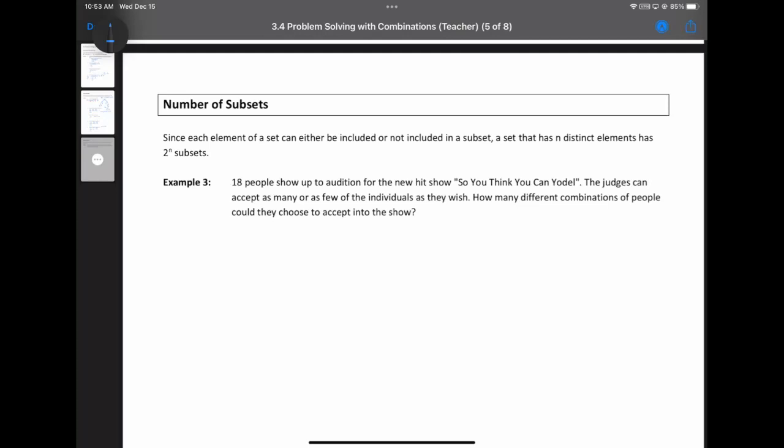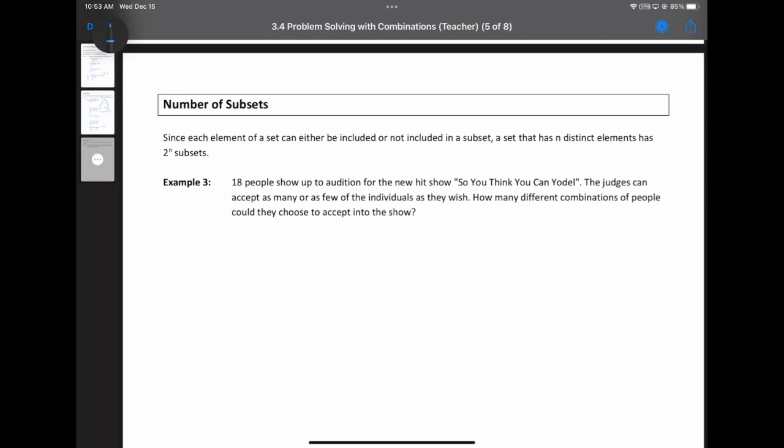So here's the way I want you to think about it. We can approach this in a very long, tedious way, which is of the 18, they could select 0, or of 18, they could select 1, or of 18, they could choose 2, or choose 3, or choose 4, up to 18. That's going to give 19 possible cases, which is very tedious. I want you to think about how you do this if you were the judge.